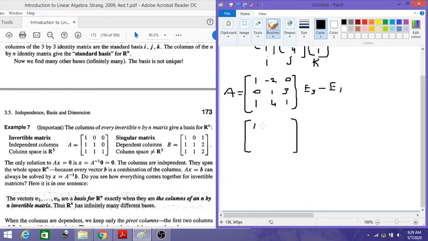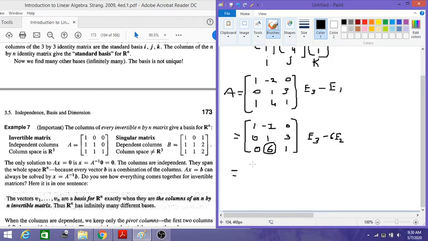So the first row remains as it is. So this will be 0 minus 2 0, and the second row will be 0 1 3, and now this will become 0, and subtracting this will become 6, and this becomes 1. So now we are in the middle. So now I have to take out this 6. To take out this 6, I will subtract from the new E3 six times the second row.